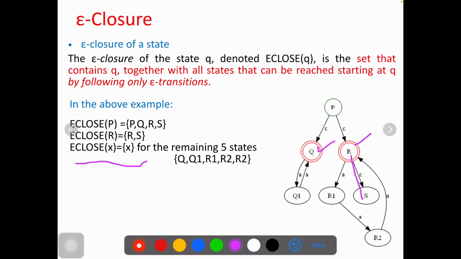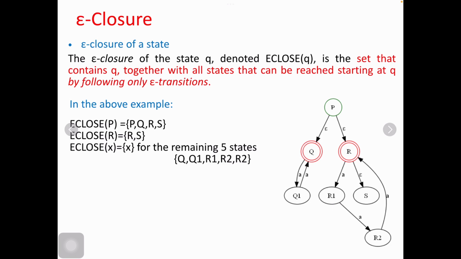For E-closure of X, it's X itself for the remaining 5 states, because Q is Q only, Q1 is Q1 only, R1 is R1 only, S1 is S1 only, R2 is R2 only. Why is that? We only have transitions on the state itself. We need not move to any other state on epsilon. So that's the reason I generalize these states. It will not move to any other state. Okay.